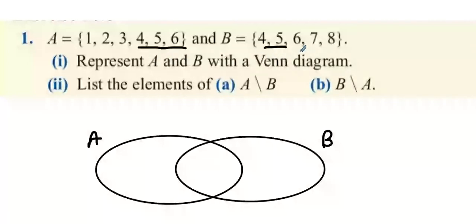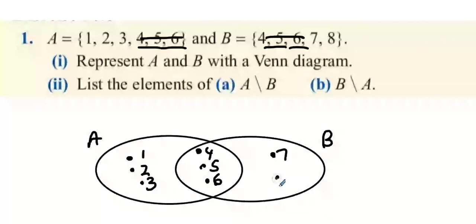We also have 6. So 4, 5, and 6 go in the middle. Okay, then in A only we have 1, 2, and 3, and in B only we have 7 and 8.